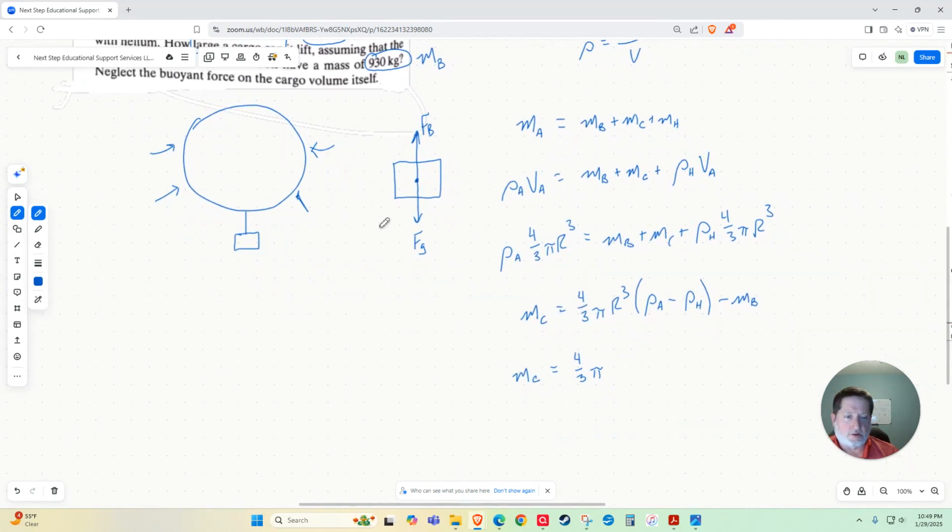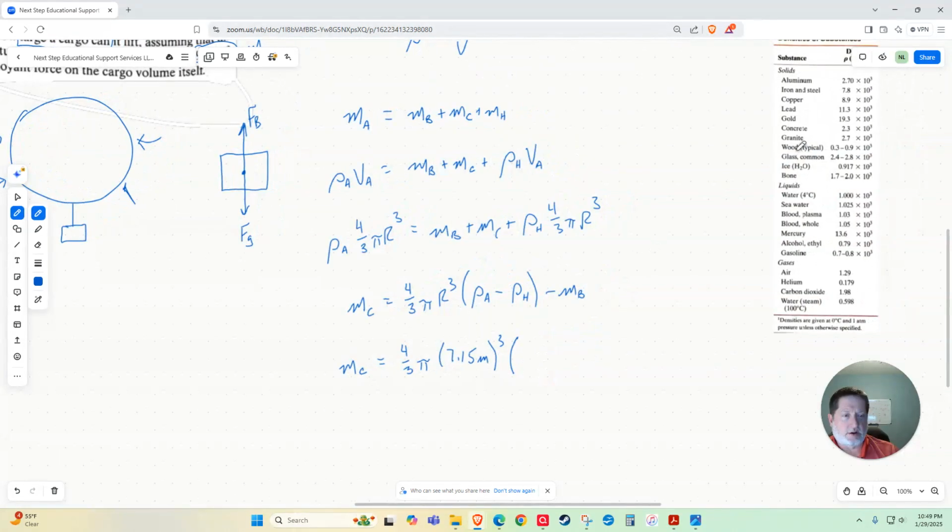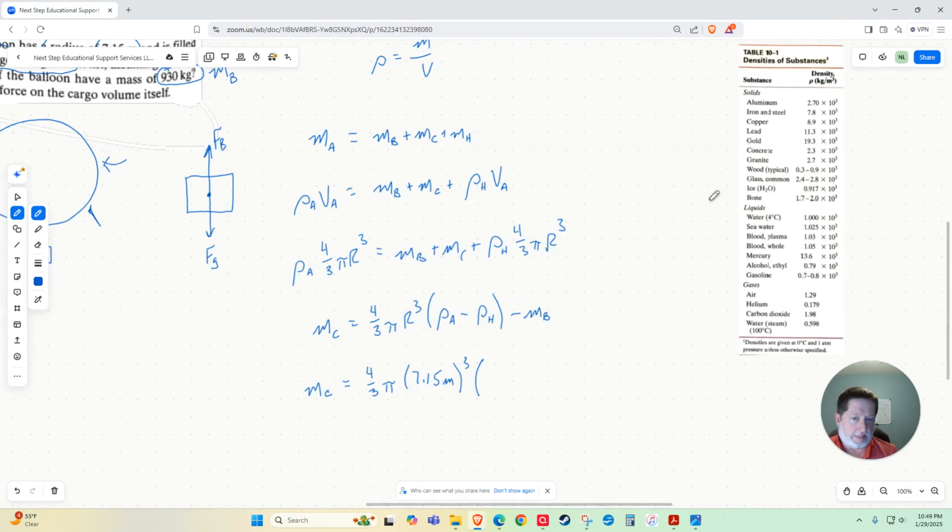Our radius is in meters, so that looks good. 7.15 meters cubed. The whole value cubed, not just the meters. For the densities, look them up on the internet or use the table from your textbook. Density of air, 1.29. That's kilograms per cubic meter. Notice no times 10 to the third here. We're talking about air, so it's much less dense than the water and other things we're used to dealing with. Then the helium, even lighter or less massive, less dense, 0.179 kilograms per cubic meter.